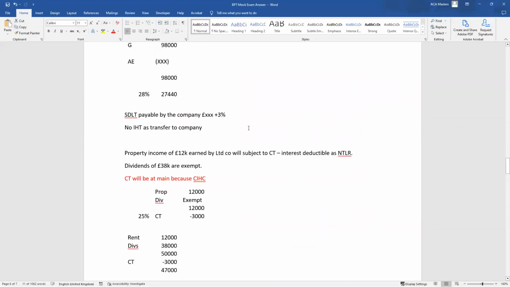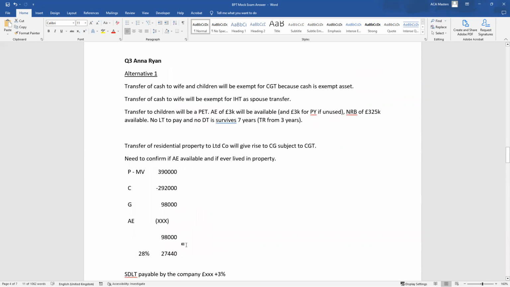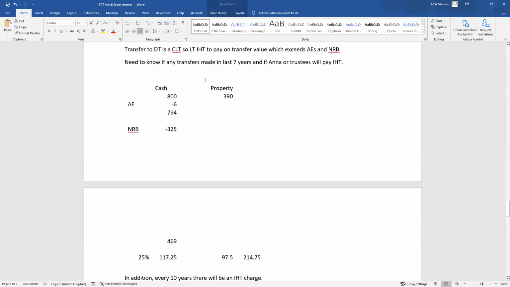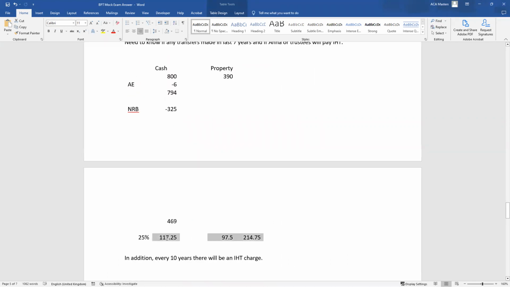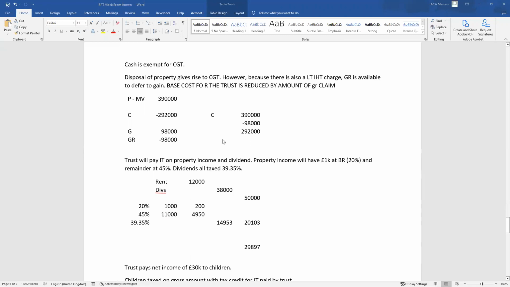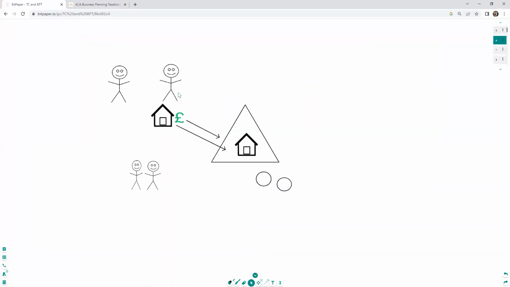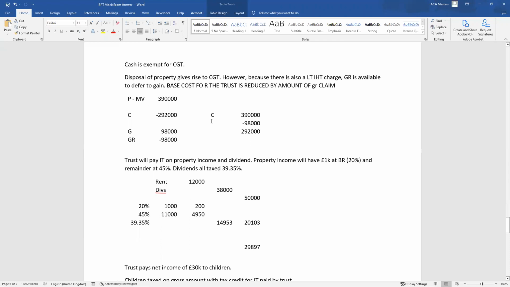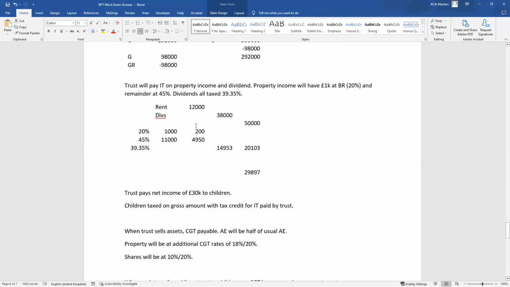So there was going to be CGT payable there of the 27K, and that wouldn't be payable with the trust scenario because it would be deferred, but instead it'd be these huge amounts of IHT to pay, which were clearly higher. And also, even though the CGT isn't payable, the base cost of the asset is reduced. So it's not as though that gain is exempted, it's just reduced. So that's what happens when they're transferred into the trust, as we saw there.